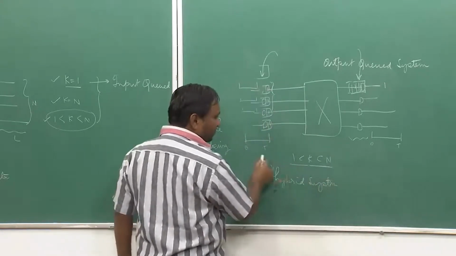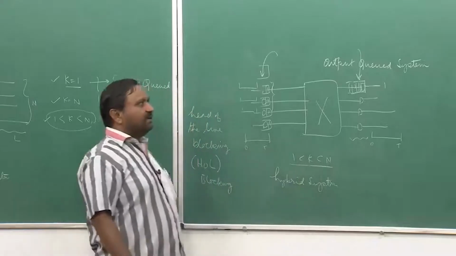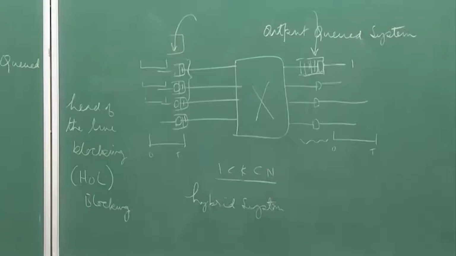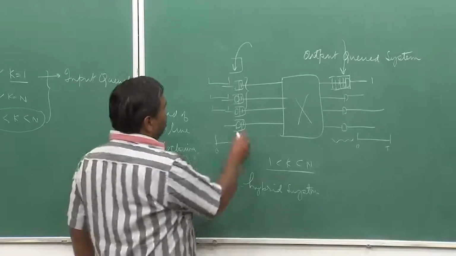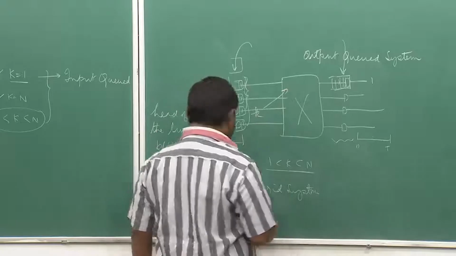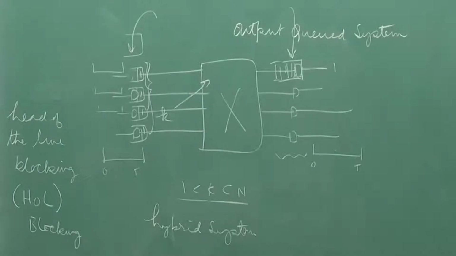And very soon, even with very small values of k, this will be working as good as an output queued system. So let us come to the input queued system. In this case, there will be k packets which can be directed to the same outgoing port. So let me just clean it up. It's no more an output queued system, I am considering an input queued.